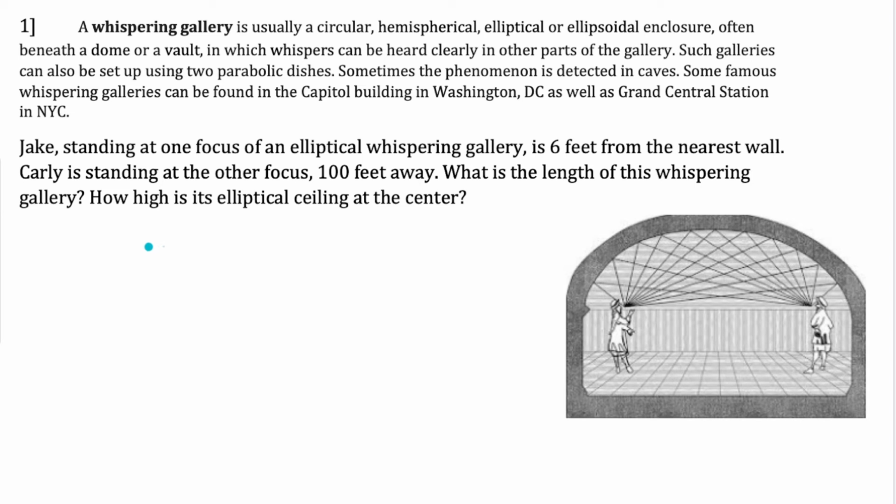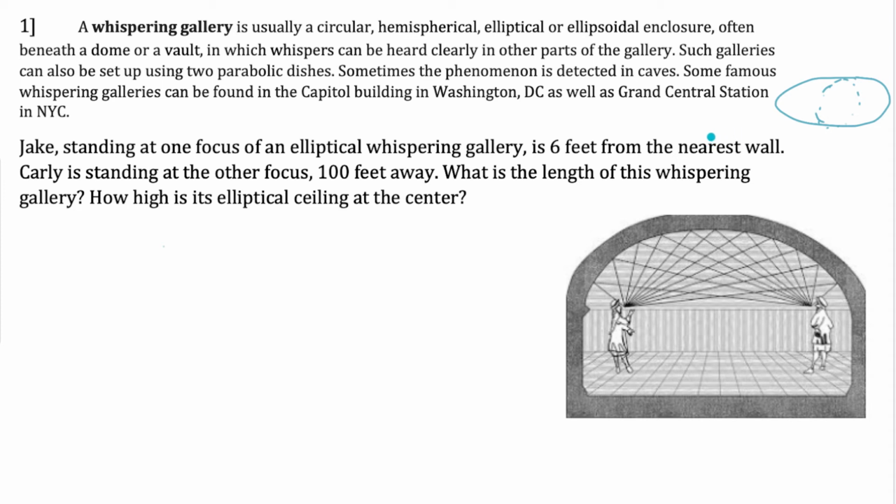All right, so a whispering gallery. Many of you have probably been to a whispering gallery, whether you know it or not. They're often elliptical in shape, or ellipsoidal, which is like a three-dimensional ellipse, so it would look something like a sphere, but in ellipse form, right? So something like this. They're ellipsoidal in nature.